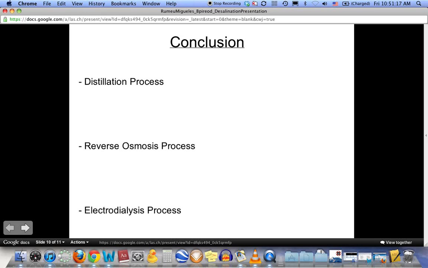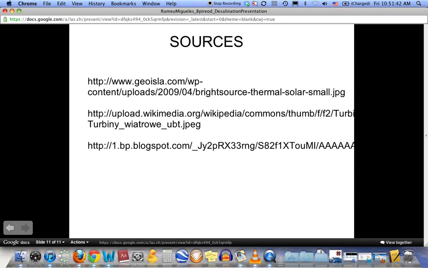And in this presentation, we talked about the distillation process, the reverse osmosis process, and the electrodialysis process. These three processes are the most used, but these two are the better, more effective ones, because the distillation process is the most simple one and it's not as effective. And those are our sources.